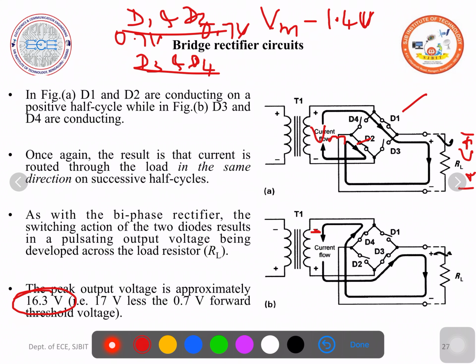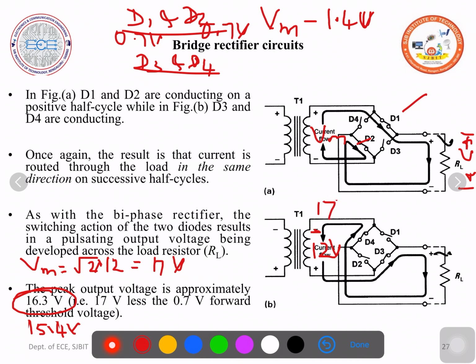This is wrong, 16.3. Actually this is 15.4 volts. Here we have considered 12 volts as the secondary volts. It is the root mean square value. Then the peak value or the maximum value will be root 2 into 12 volts. So approximately it comes around 17 volts.